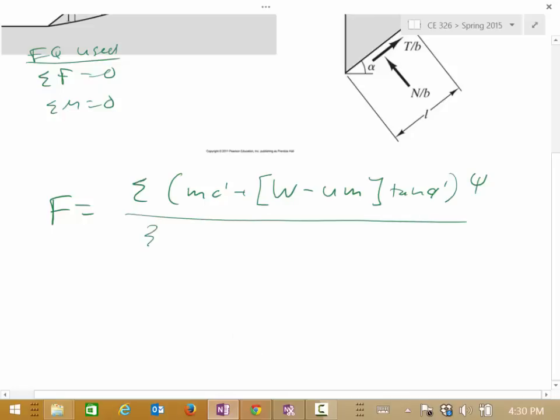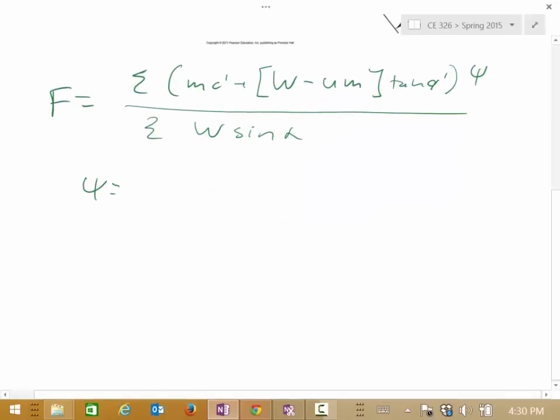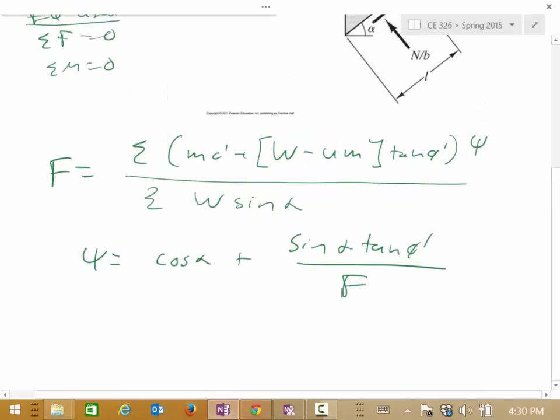Divided by the summation of W sine alpha. So that looks fairly similar to the previous one, except I have this psi term in here, and psi is equal to cosine alpha plus sine alpha times tan phi prime over the factor of safety. So it's just a little easier to write that way.